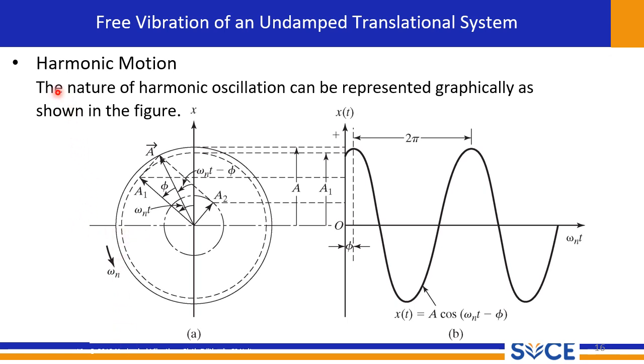Nature of harmonic oscillation can be represented graphically as shown in the figure. The figure shows two common ways to represent harmonic motion.